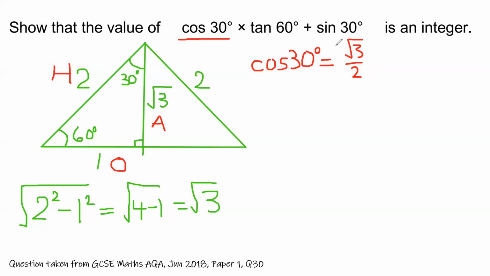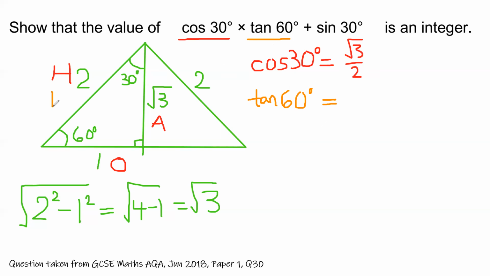Okay, so we've got one number. Now let's have a look at tan of 60. I think it's easier to solve all the separate bits to start with, and then put it all together at the end, as it might end up being simpler. So tan of 60.